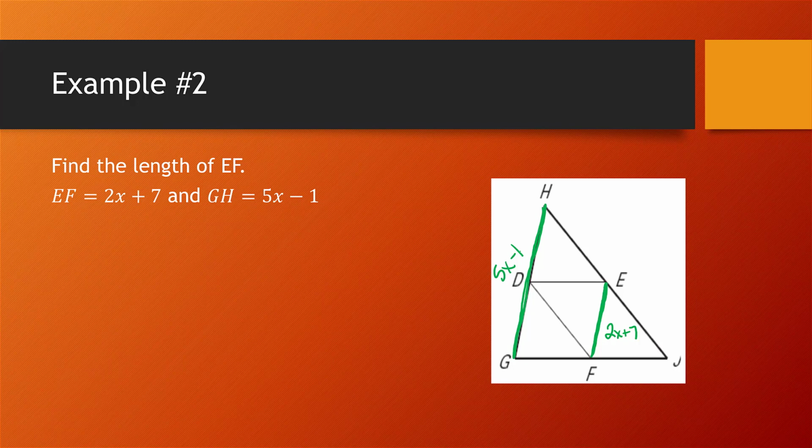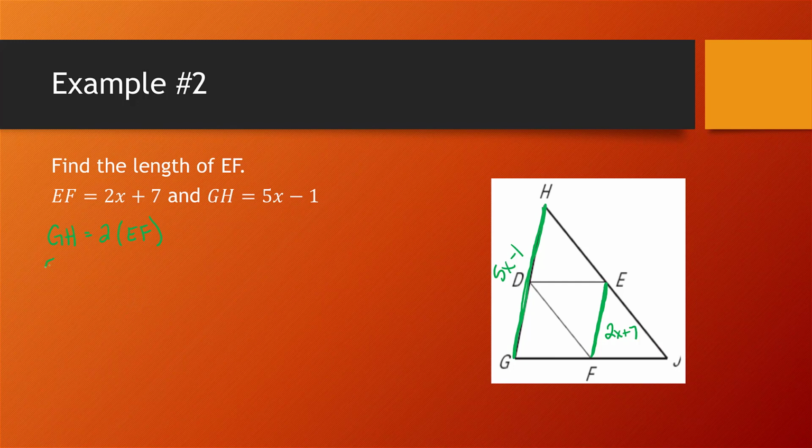First thing we have to recognize is what is the relationship between these two segments? Well, we know that that whole third side is twice my midsegment. So my full length side GH is twice the midsegment EF. Now all we need to do is go ahead and plug in our algebra expressions.